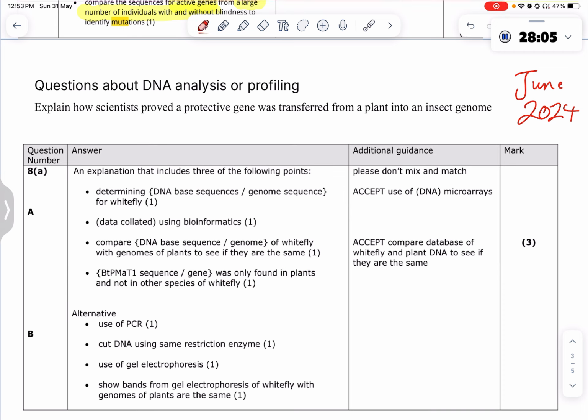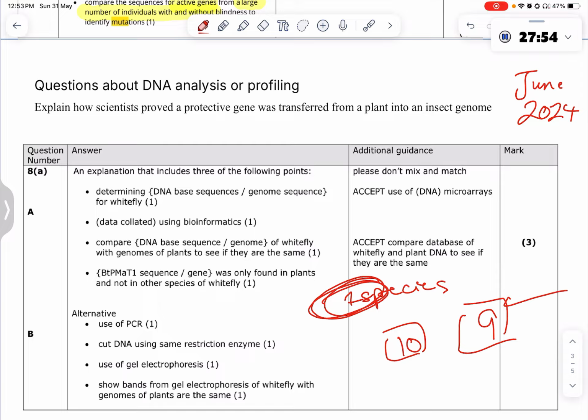So this genome was only found in one species out of 10. So 9 species were without that genome, and one species had that genome, which would totally support the hypothesis of the genome being present only in plants, especially when it was only found in the whole plant species.